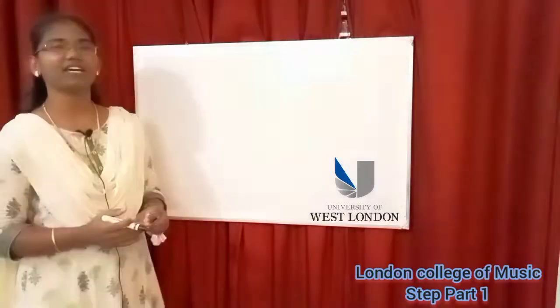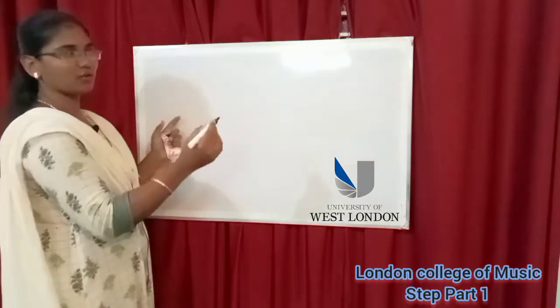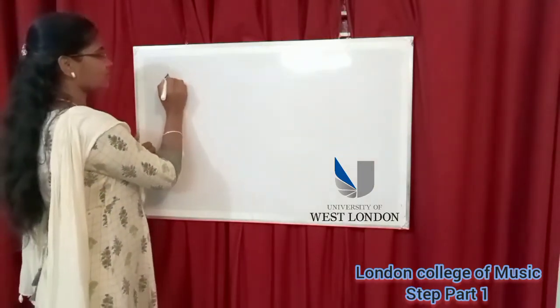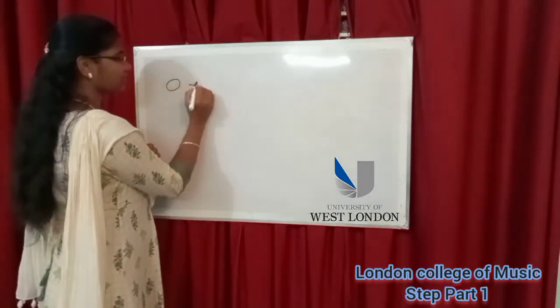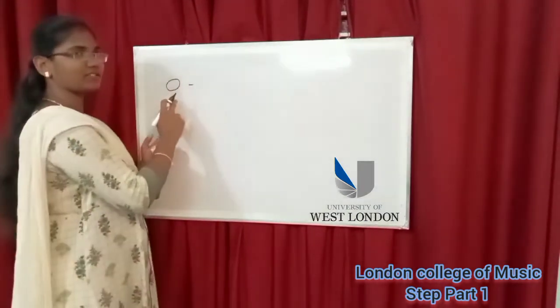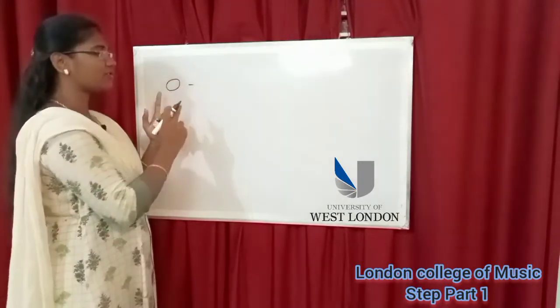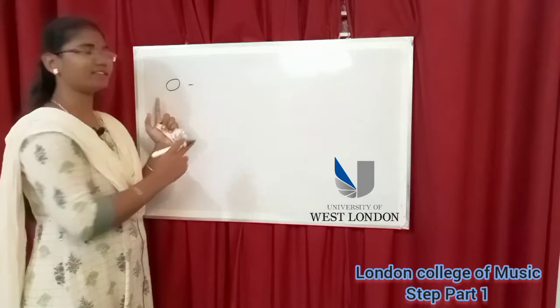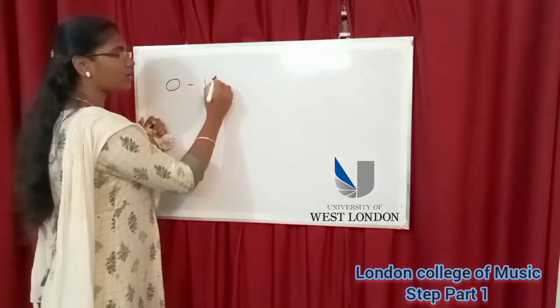Today we are going to learn some basic music theory. So first thing we have to learn is musical notes. The first note is the whole note. The notation of the whole note is written as a circle. We call this the head of the note. So this note is called the whole note.